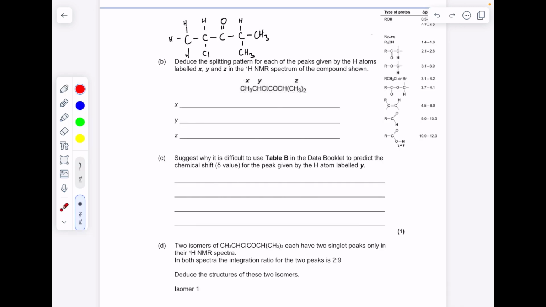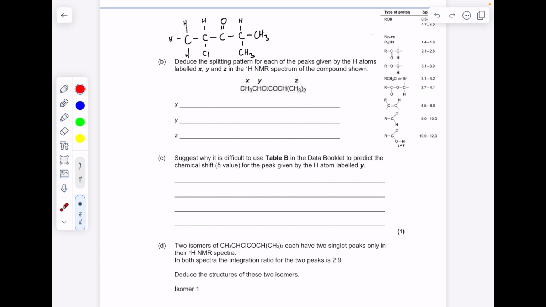Deduce the splitting pattern for each of the peaks given by the hydrogen atoms labelled X, Y and Z in the proton NMR spectrum of the compound shown. I've just set myself up for the rest of this question by pulling in the chemical shift data from the data booklet, and then I've drawn out the displayed formula so we can see more clearly what will be going on here. So if we look at X, which is CH3, according to the n+1 rule, just have a look at the next door atom, the carbon. It has one hydrogen atom attached, so according to n+1, we'd expect to see a doublet here.